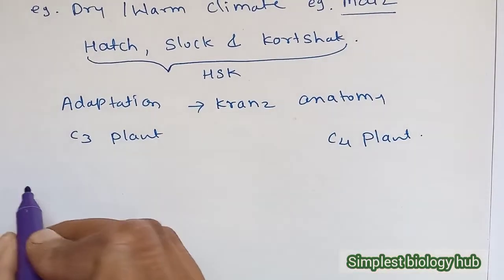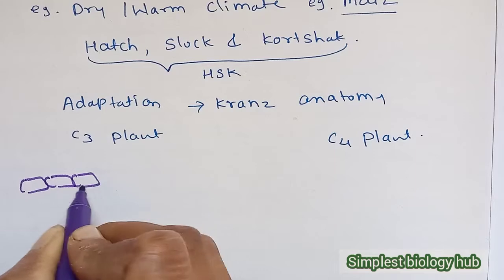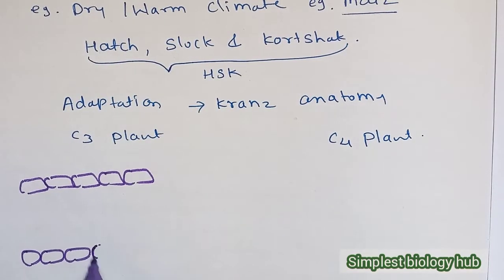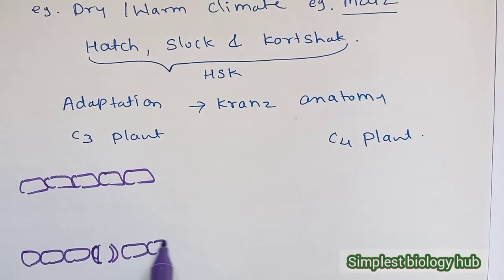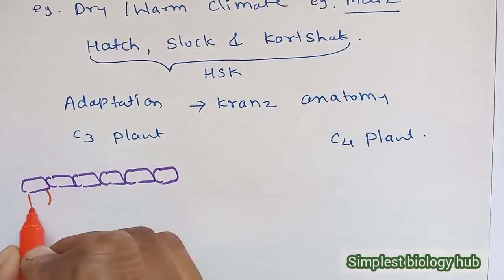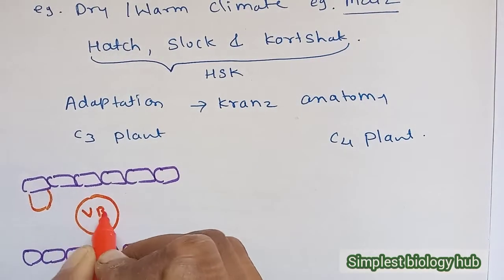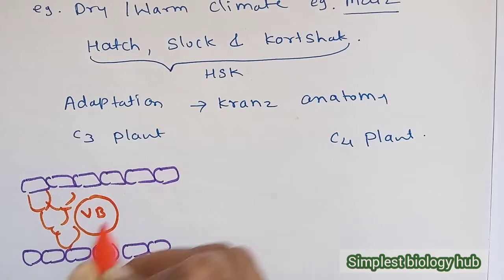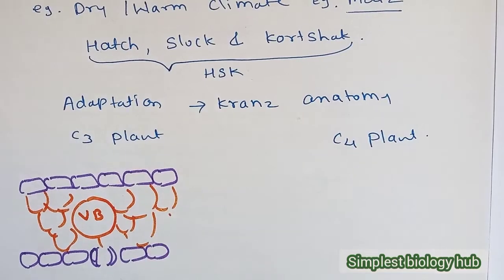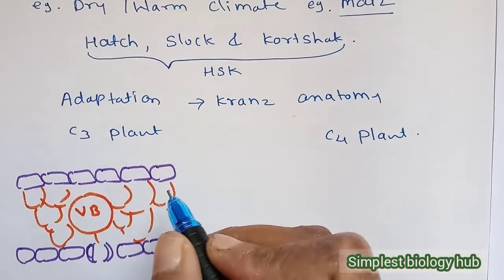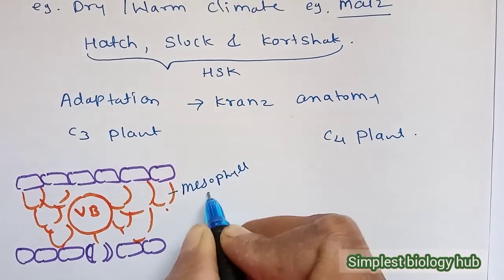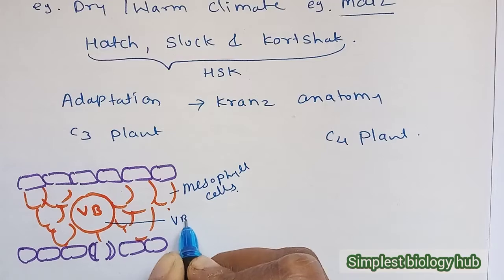In normal C3 plants, the cells are the epidermis. These are the lower epidermis. In the case of the lower epidermis, stomata are located. And between the epidermis, the cells are present. This is the vascular bundle. And around the vascular bundle, some mesophyll cells are present, or we call them mesophyll tissues. This type of anatomy is found in C3 plants. These are the mesophyll tissue, or simply we call them mesophyll cells, and the vascular bundle.